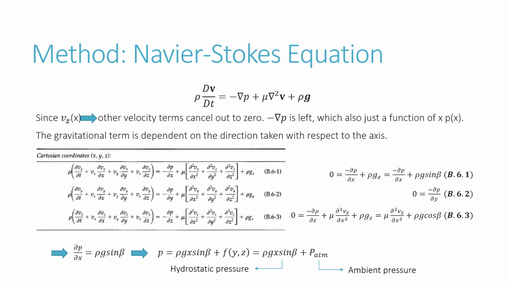Then, if we simplify equation B.6.1, the pressure becomes a function of the angle and another function, which is found to be the atmospheric pressure. That means the pressure contains the hydrostatic pressure and the ambient pressure on the system.